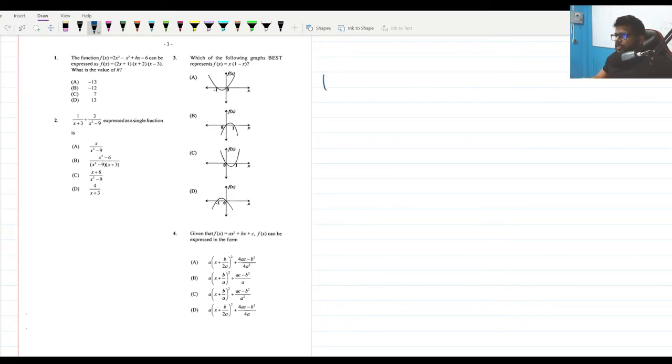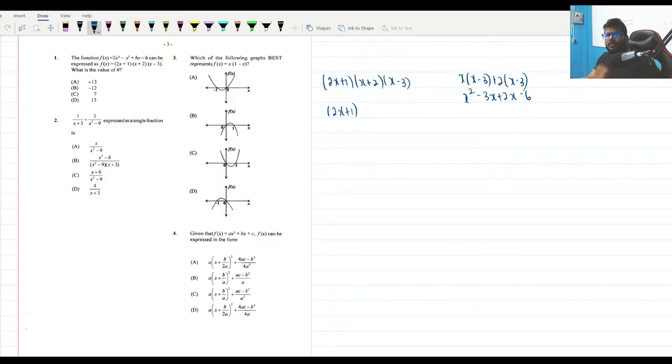There's a law that could help you here: 2x plus 1 into x plus 2 into x minus 3. Let me make life a little easy. Let me expand it and then equate the x coefficient. If I expand the next two brackets first, x into x minus 3 plus 2 into x minus 3. This is the easiest approach. It might be a little long, but it's the easiest approach.